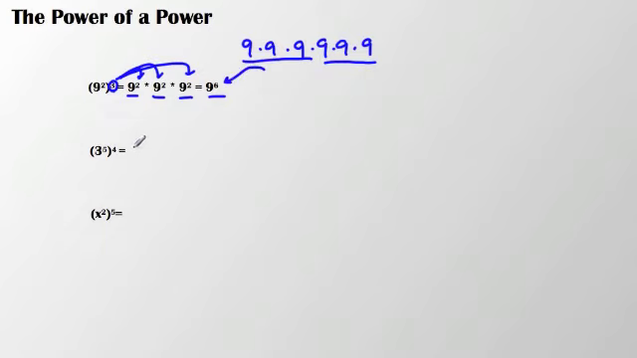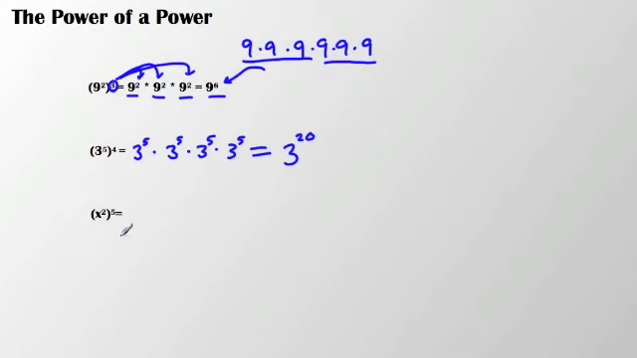Same thing with 3 to the fifth to the fourth. That means I have 3 to the fifth times 3 to the fifth times 3 to the fifth times 3 to the fifth. Now, I could write this out as 3 times 3 times 3 times 3 times 3 times, but I'm not going to. But what we see here then is I will have a total of 20 3's being multiplied together.